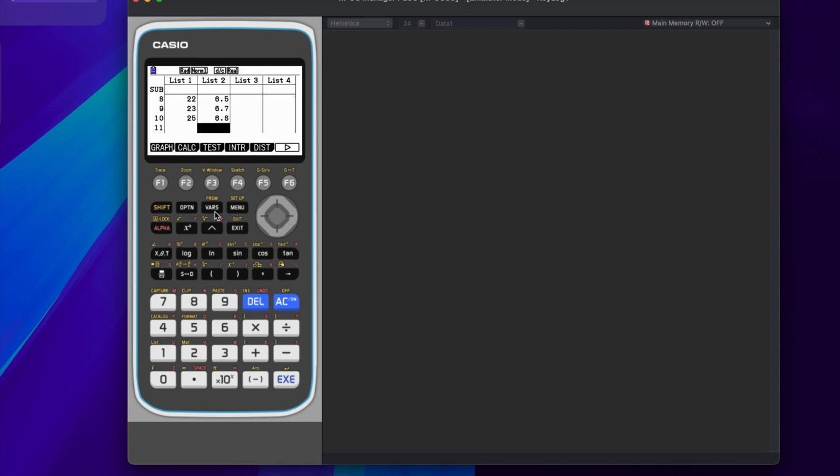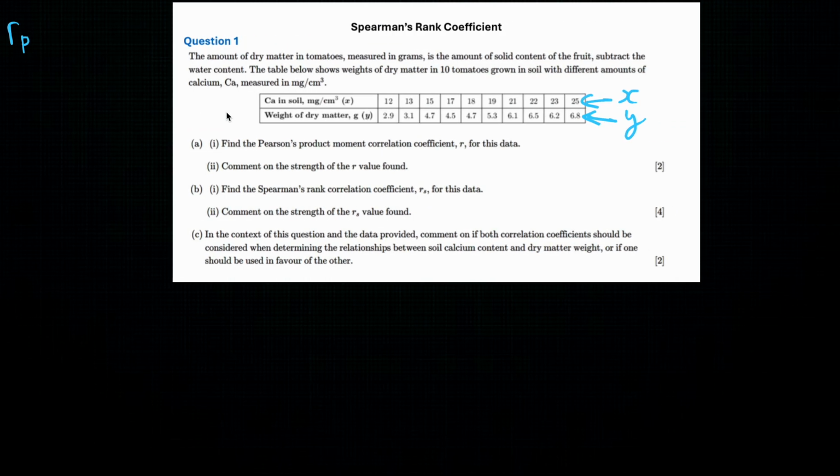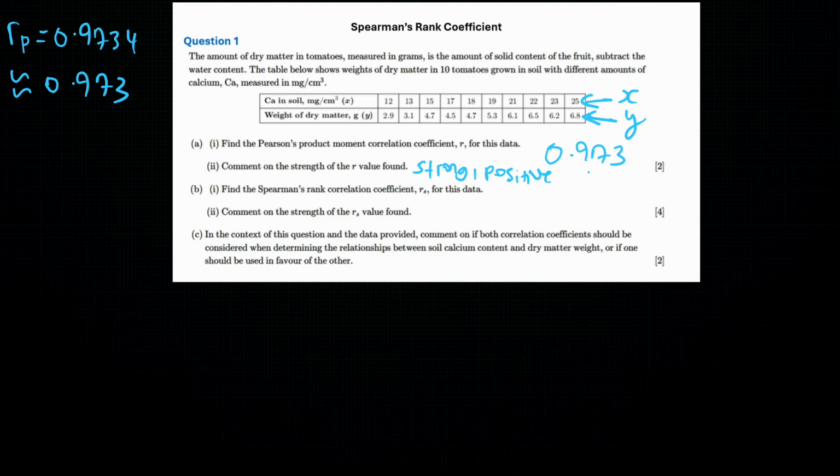So now we're going to calculate Pearson's coefficient using our GDC. You'll be on this screen, you're going to press calculate, regression line, and AX plus B, and you'll get an R value of 0.9734. Remember, we're always to 3 significant figures, so 0.973 would be our Pearson's coefficient value. Comment on the strength of the R value found. It's going to be strong because it's very close to 1, right? And it's a positive correlation because it's not a negative number, right?